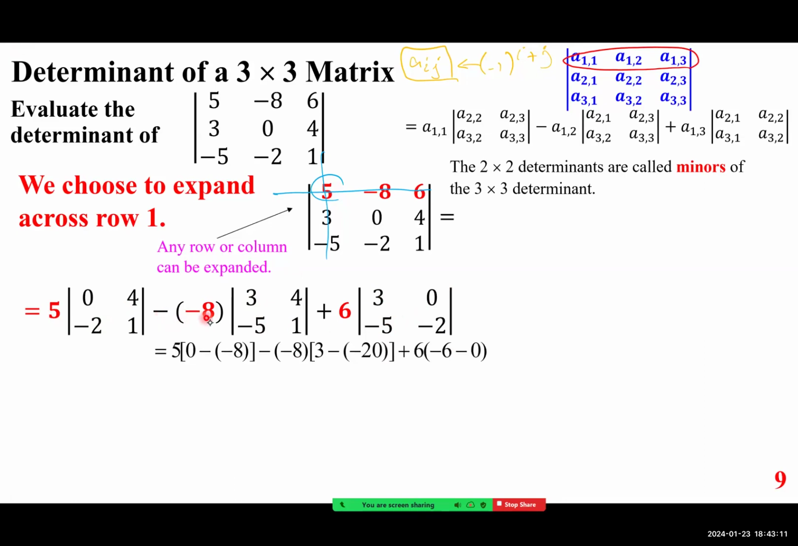So we have, for this one, 5 times 0 minus -8. For this one, minus -8, meaning plus 8. Okay, 3 minus the product of these two, which is -2, plus 6. The product of these two, which is -6, minus the product of these two, which is 0. And we get 188. That's basic math, you just add. So if we were to do this by hand, this is how we would do that. Okay, and that's fine.